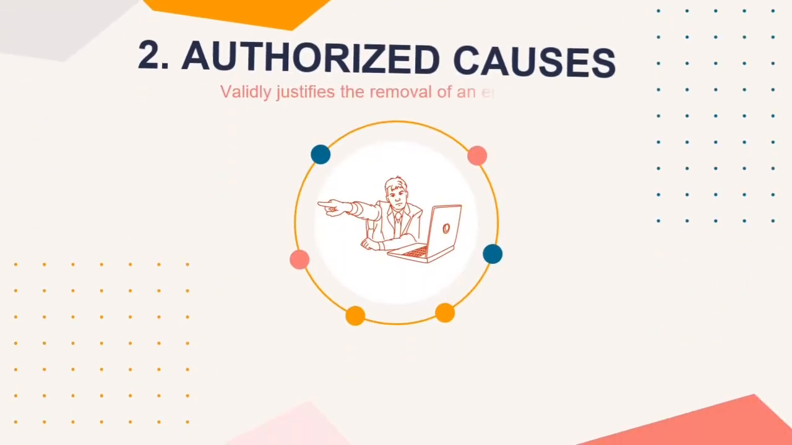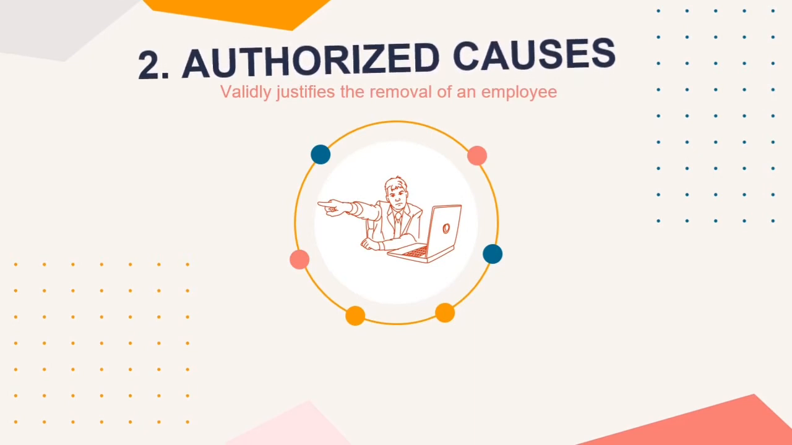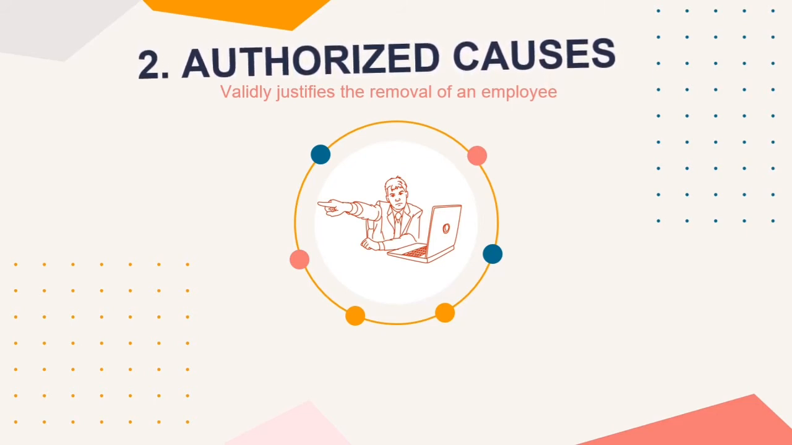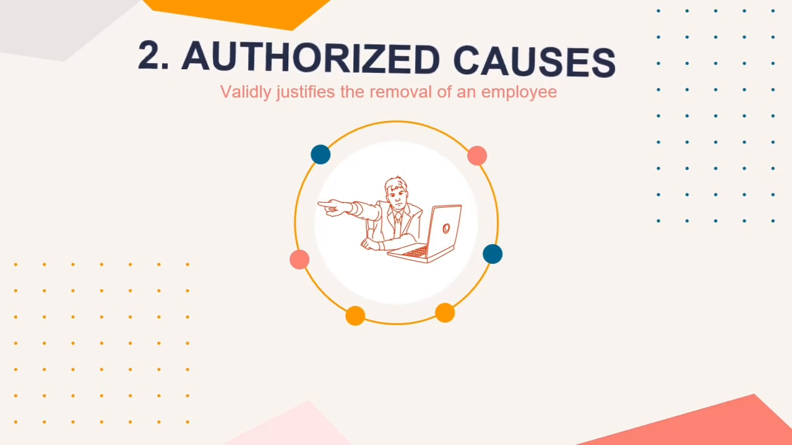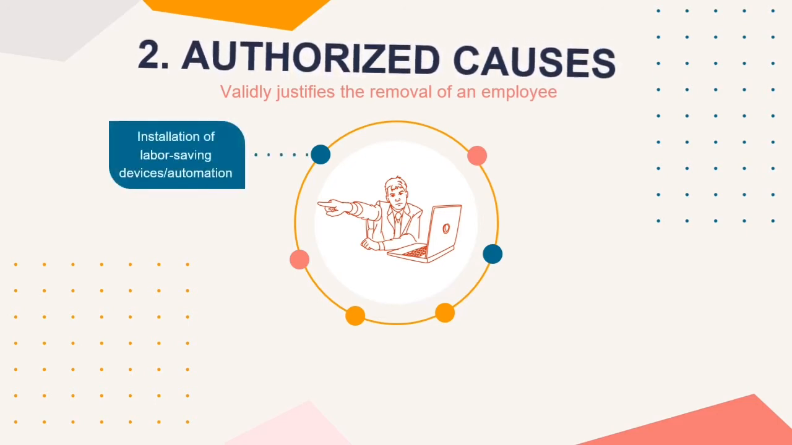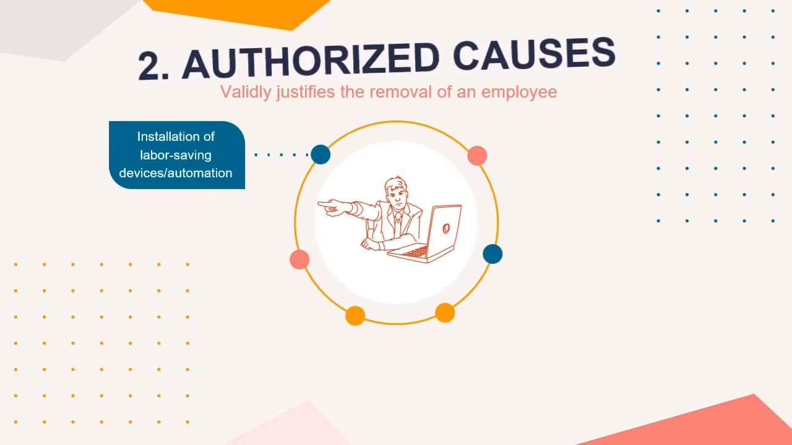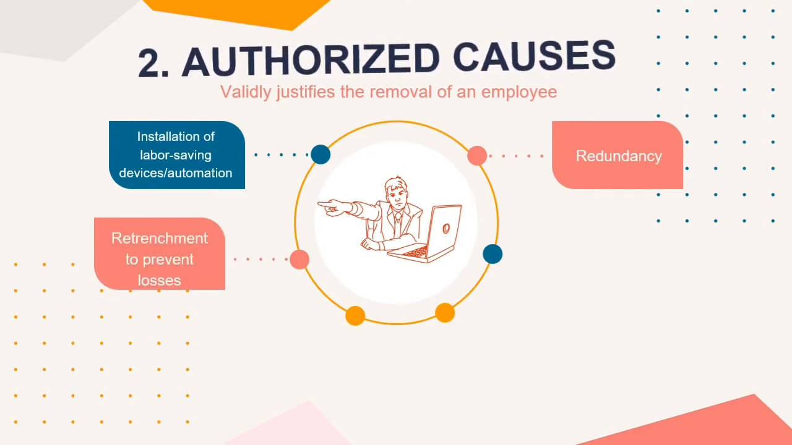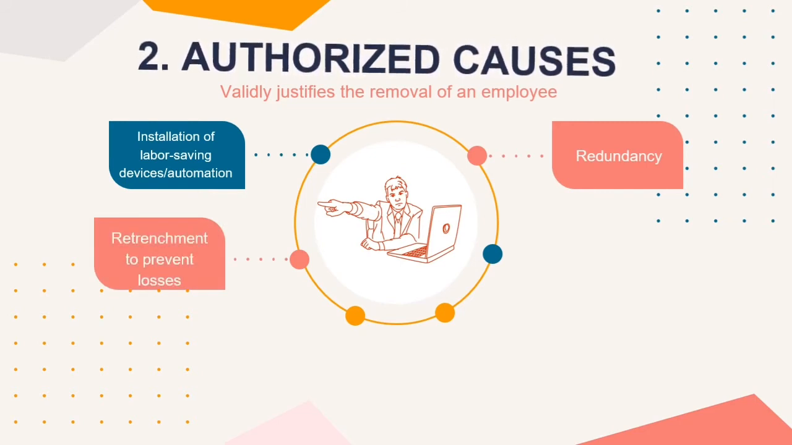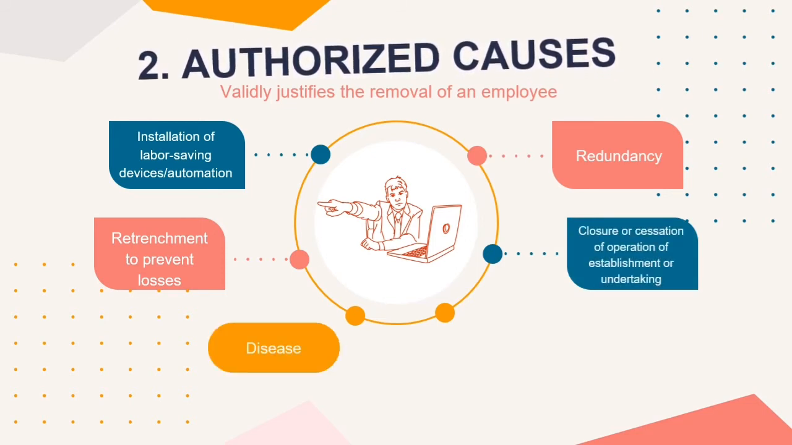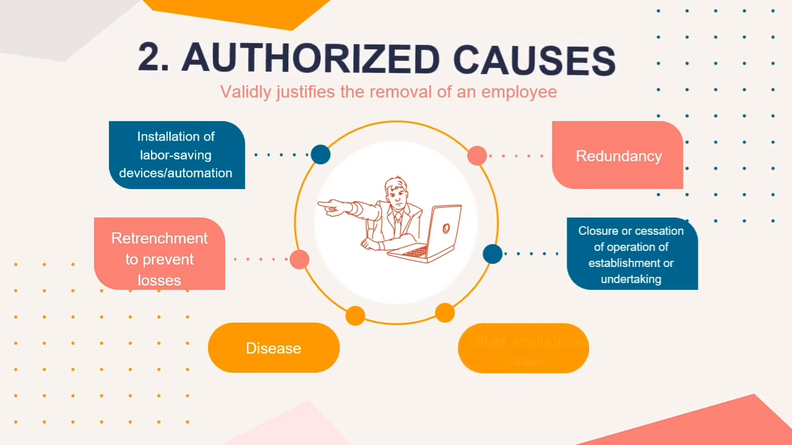Now we have the authorized causes. These are those that validly justify the removal of an employee, but nevertheless are beyond his or her control. This includes the installation of labor-saving devices or automation. We have redundancy. Then another is retrenchment to prevent losses in the company. We have closure or cessation of operation of establishment or undertaking, or it might be due to some disease or some analogous cases.